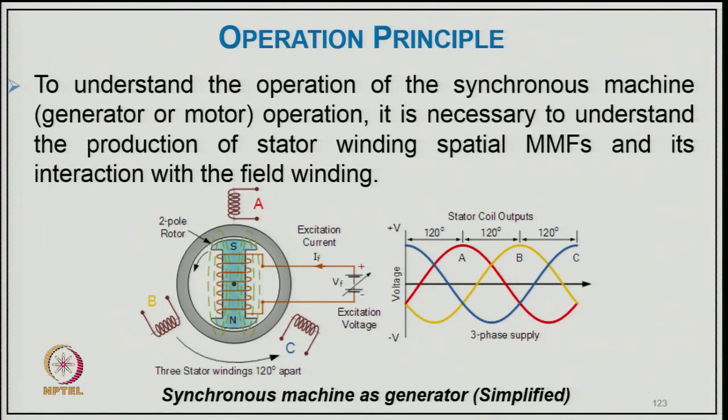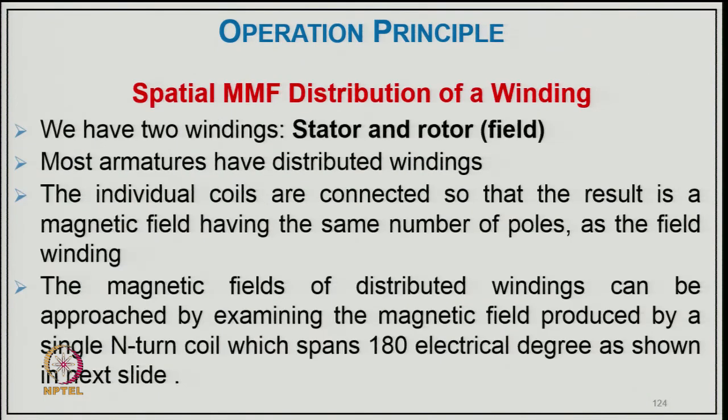To understand the operation of a synchronous machine, generator or motor, it is necessary to understand the production of the stator winding spatial MMF and its interaction with the field winding. So on the rotor you have the field winding excited by DC, and on the stator you have a 3 phase winding distributed 120 degrees apart, and this is typically the induced EMF voltage, 3 phase at 120 degree phase: A phase, B phase, or C phase. Normally we call it red, yellow and blue. So coming to the spatial MMF distribution of winding, we have two windings, stator and rotor.